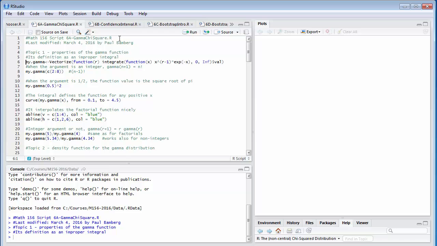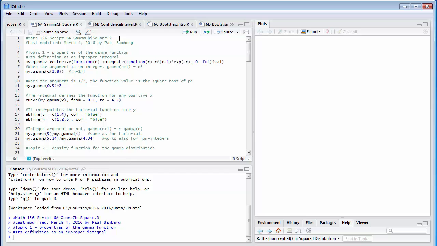It's defined as an integral. The integral's improper because the upper limit of integration is infinity, and what we're integrating is the function x to the r minus 1 power times e to the minus x. We're going from 0 to infinity, and we have to do two other things. First, $value, so we don't get the error estimate, just the value of the integral, and we have to vectorize the function so that we can apply it to a vector of arguments.